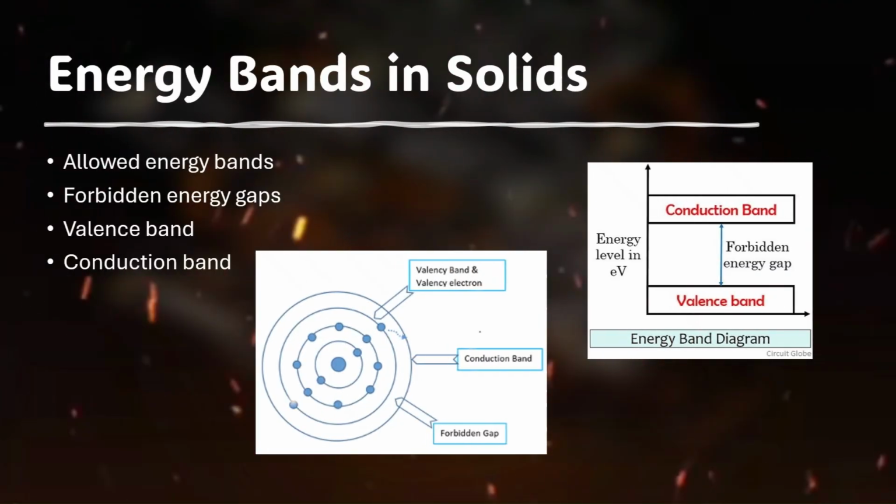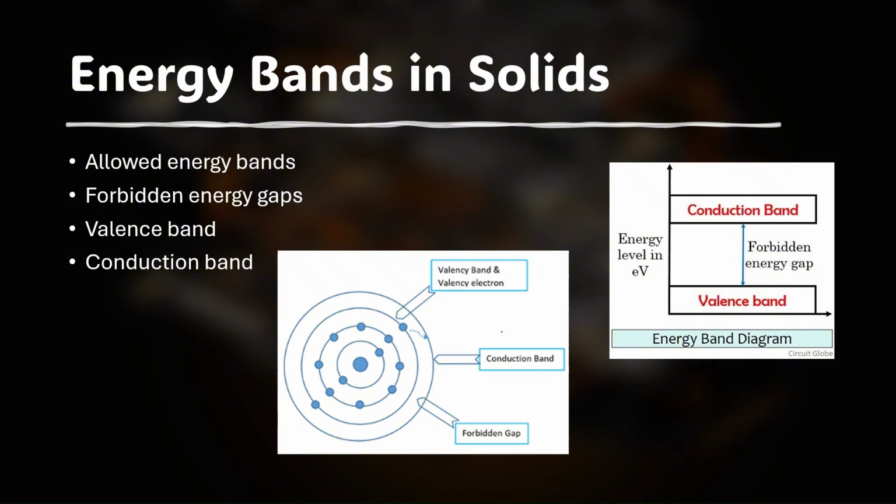Energy bands in solids. When atoms come together to form a solid, individual energy levels merge into what we call energy bands. The two most important bands are the valence band, where electrons are normally bound to atoms, and the conduction band, where electrons are free to move through the material. Between these bands is the energy gap, sometimes called the band gap. This gap plays a huge role in determining whether a material acts as a conductor, insulator, or semiconductor.